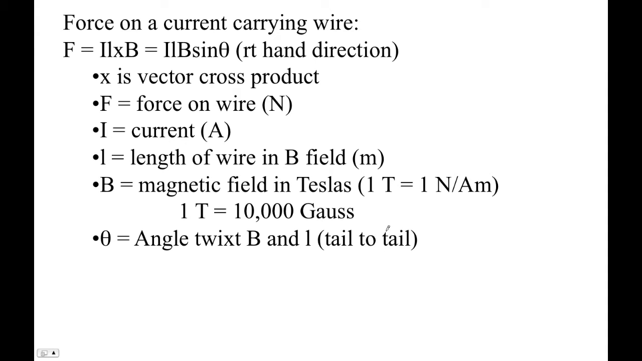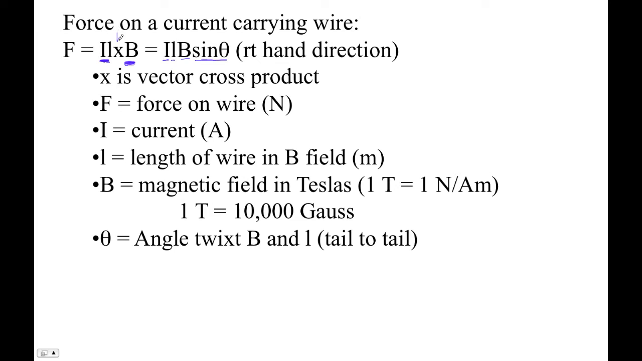So this is our first equation. This defines, by the way, a magnetic field. If we have a current carrying wire in a magnetic field, there will be a force equal to I times the length of the wire, times the magnetic field, times the sine of the angle between the current and the magnetic field. That's our formula here.